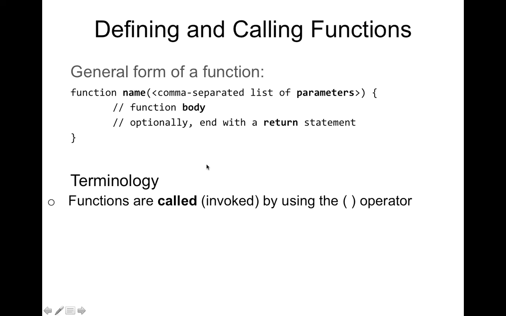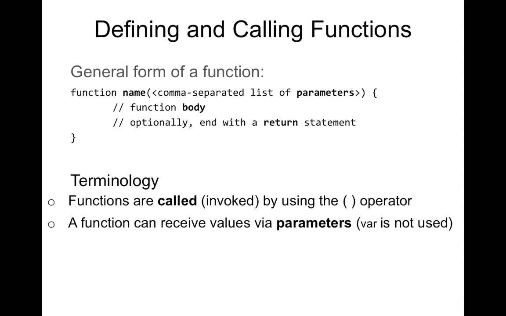When you call a function, that's when you're invoking it, and you'll see in the code that we use the paren operators. The function retrieves values via parameters, which are what goes inside of the parentheses. And it may optionally return a value.